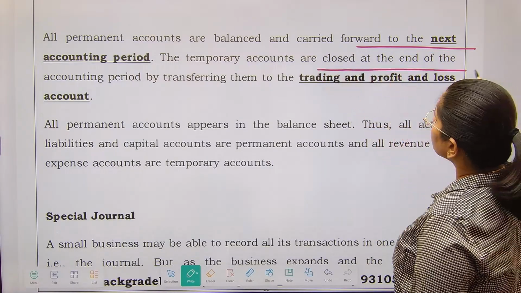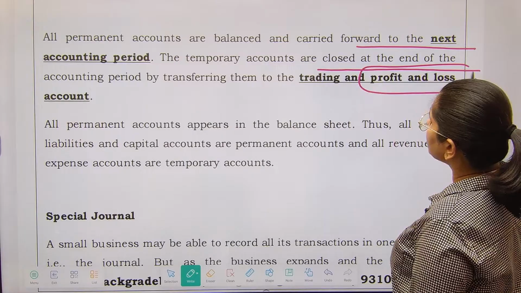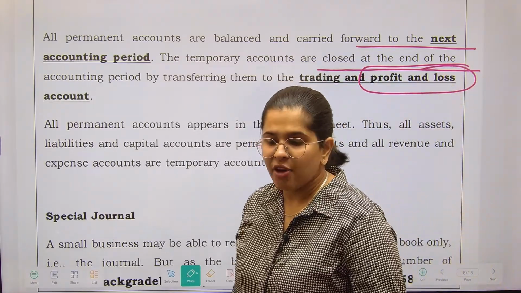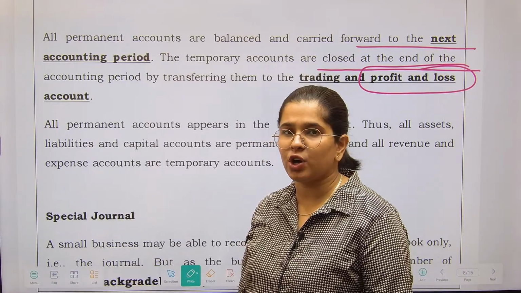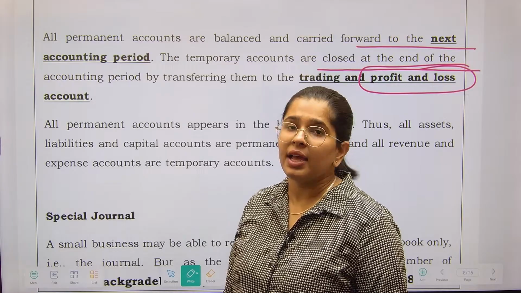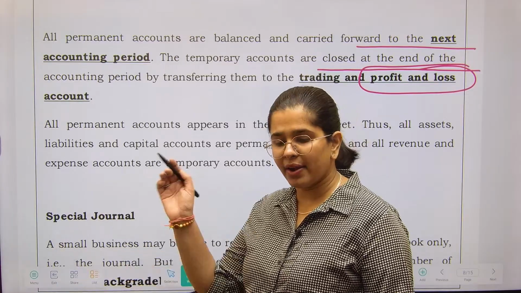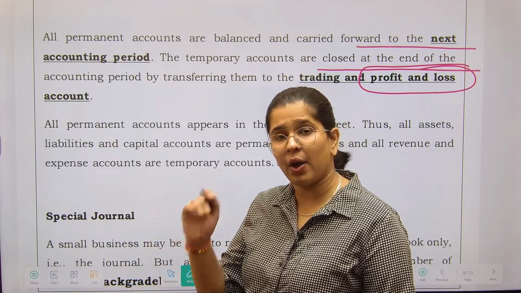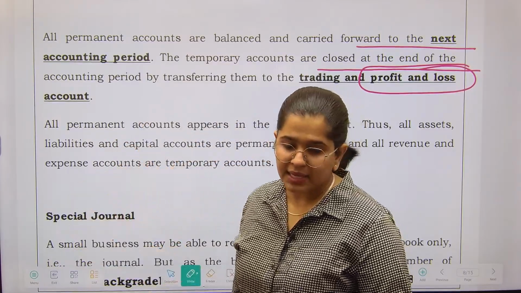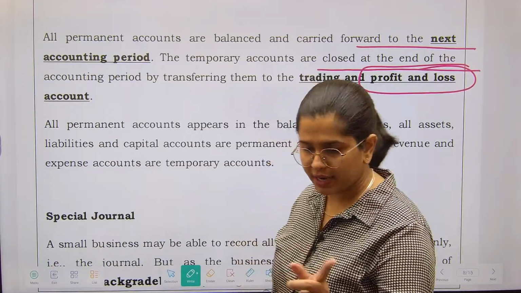And the temporary accounts are closed because the balance is transferred to the trading or P&L account, whatever might be the case. For example, I have earned an interest of 40,000 rupees in the current year. Where will I put it? I will put it in the P&L account, and I will just close the account. Now in the next year I will open a fresh interest account. Its balance will not be transferred to that year.